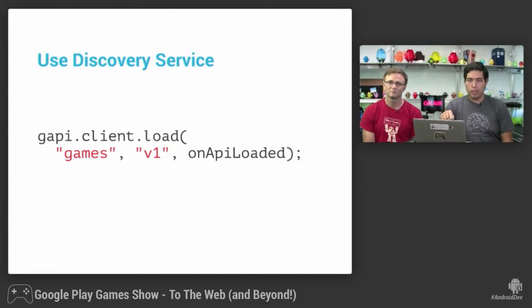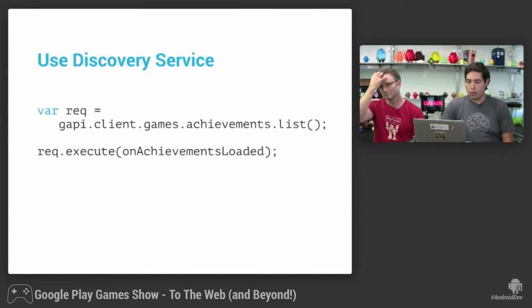Then in this case, I'm loading the games API version 1. And then this is the callback that's going to get called as soon as that API is ready. So when I get a call to onAPILoaded, I know that I can start making the calls. And the calls look much more convenient than what you would see with request. So for instance, if I want to list the player's achievements, all I have to do is call gapi.client.games.achievements.list.